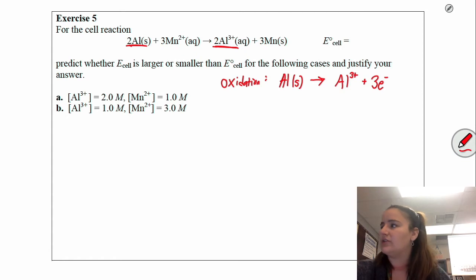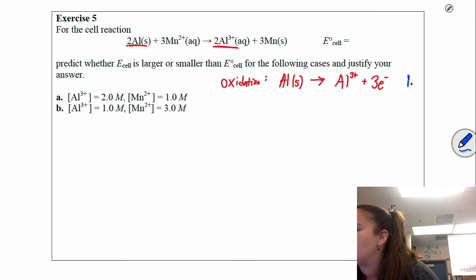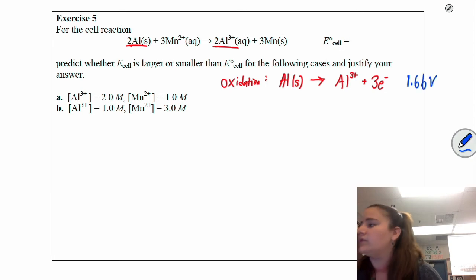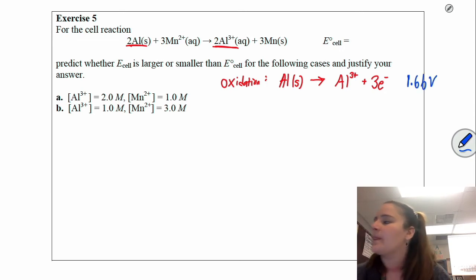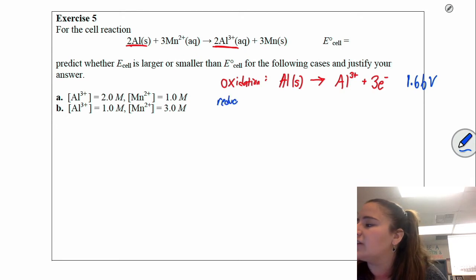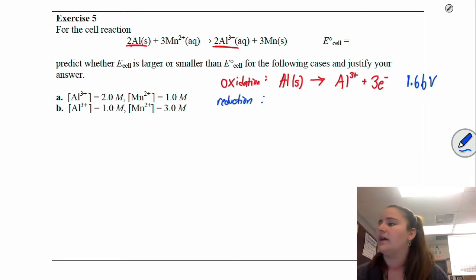Aluminum 3 plus plus 3 electrons goes to aluminum solid. That has a value of negative 1.66. On our sheet, we've written the reverse of that reaction, so it's going to be 1.66 volts.